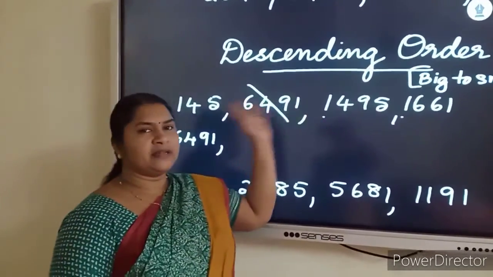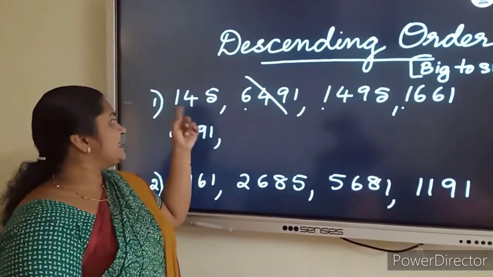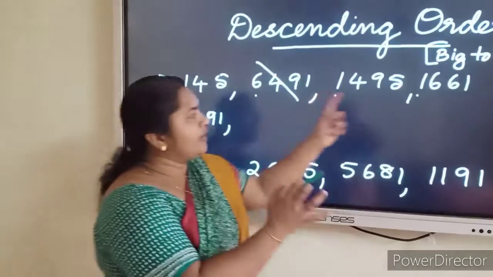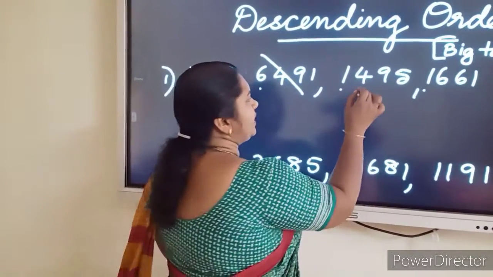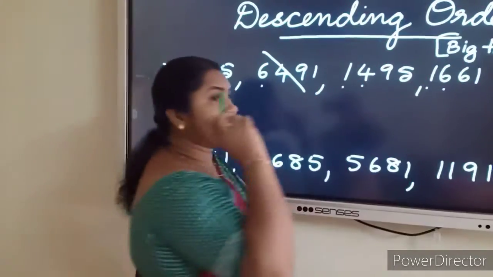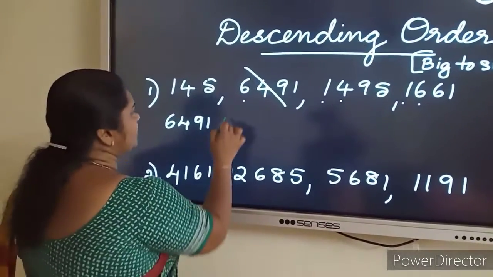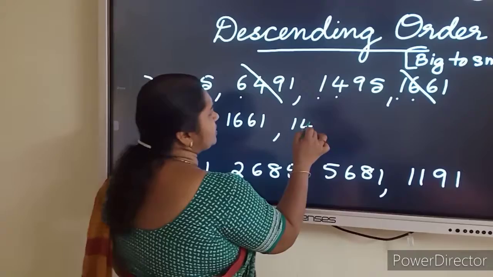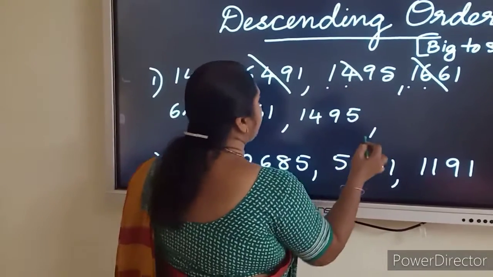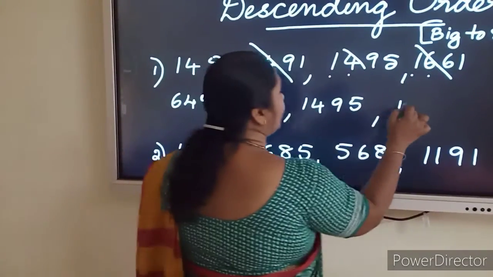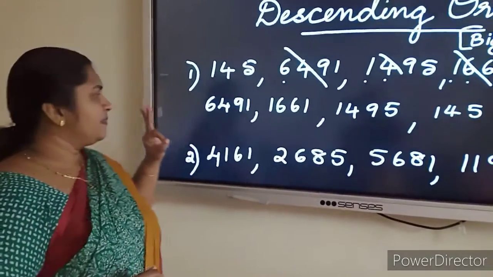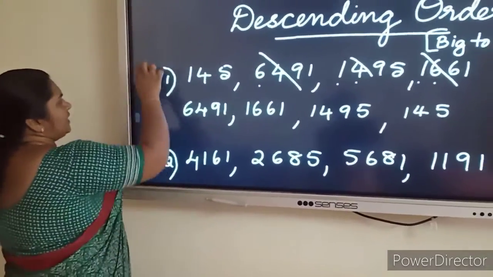Now we have 3 more numbers, and we know that since this one has only 3 digits, you keep it apart. Compare these two. Here the next digit is 4 and 6. Who is big? 6. So 1661. Then we have 1495, and the last will be the smallest, the number which has only 3 digits. Now let's move to the next question.